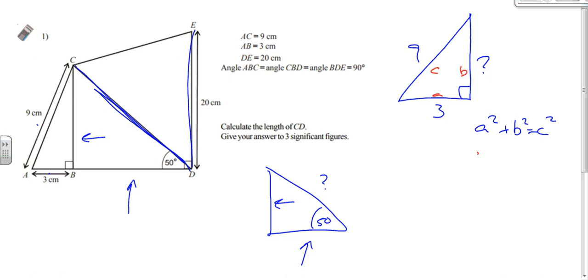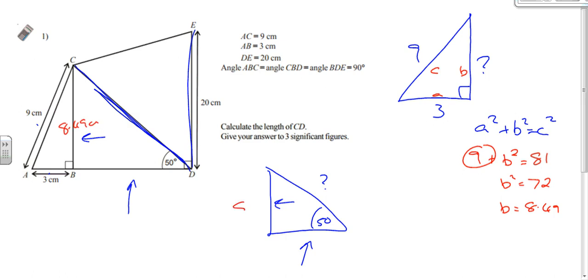So a squared is going to equal 9. B squared we don't know, so you're just going to leave it as b squared. C squared is going to be 9 times 9, which is 81. So 9 plus b squared equals 81. To get b squared, we've got to get rid of this plus 9, so we take it away. That's going to be 72. And then we square root it. So we do square root of 72, which equals 8.49. So this is 8.49 centimeters that we've just worked out.